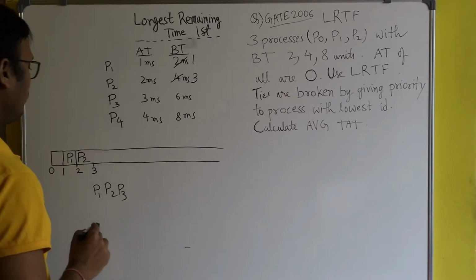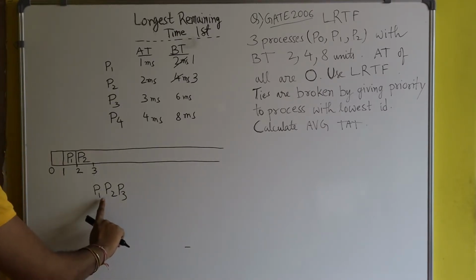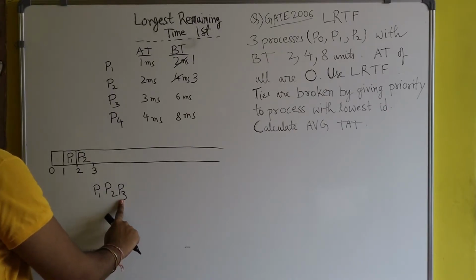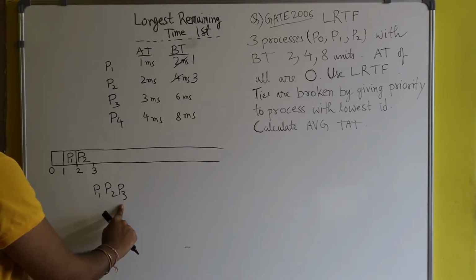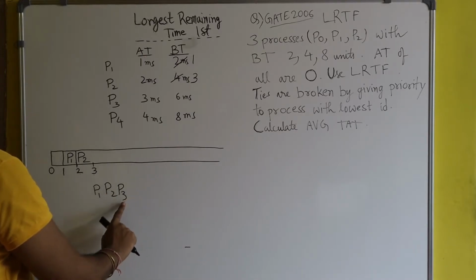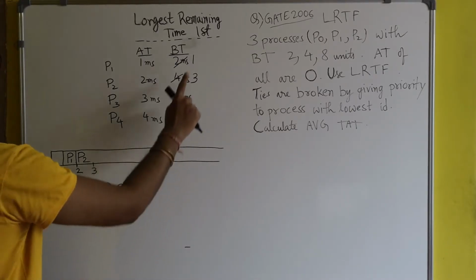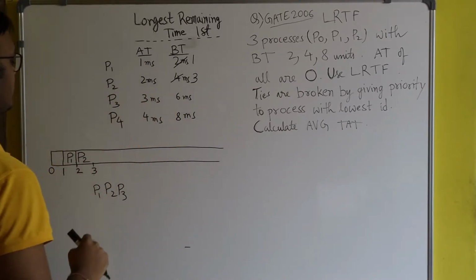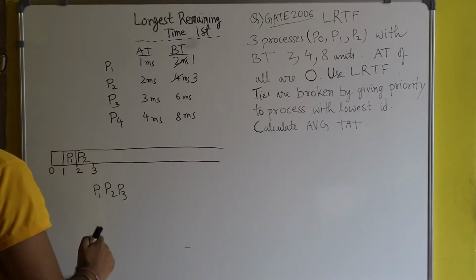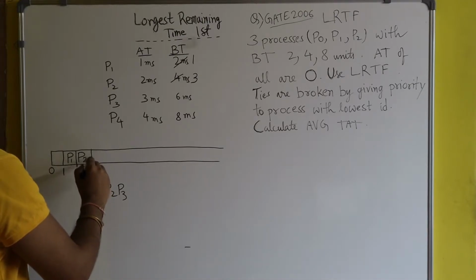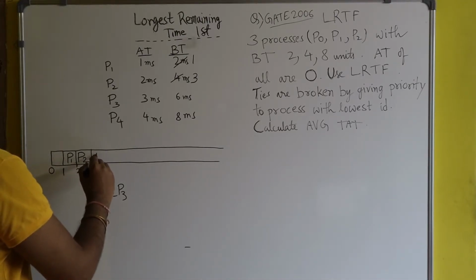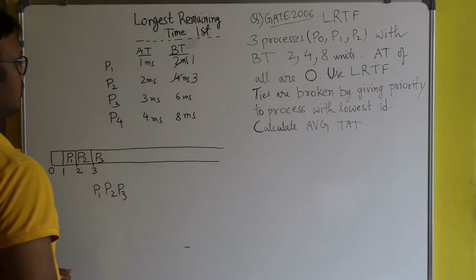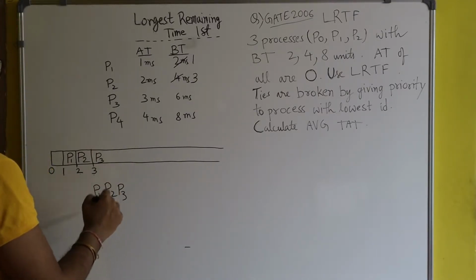Now among all these available processes, we have to select the process with larger burst time. Here P3 has the largest burst time, because process P1 has 1, process P2 has 3 and process P3 has 6. So definitely P3 will be selected. So here I will write P3. Now P3 will run.